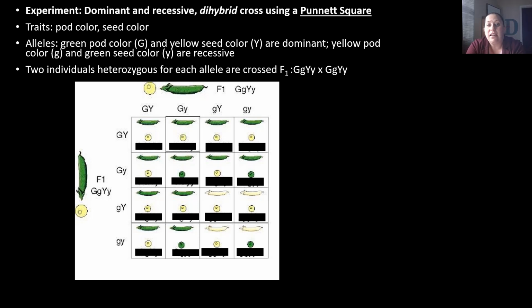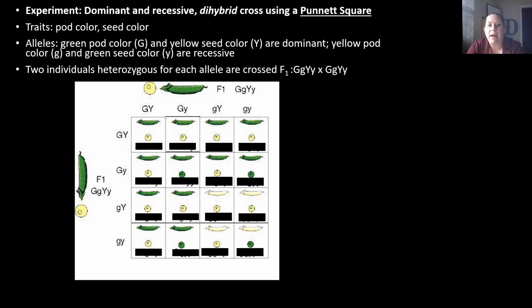I'm now going to take that little g and do the same thing. So little g is going to be paired with big Y, and then little g is going to be paired with little y. And that gives me the 4 across the top. That was the first parent. The second parent, we're going to do the same thing and we're going to put them down the side. So big G gets paired with big Y, and then big G gets paired with little y. Little g gets paired with big Y, and little g gets paired with little y.